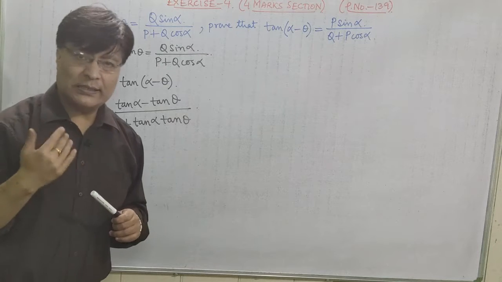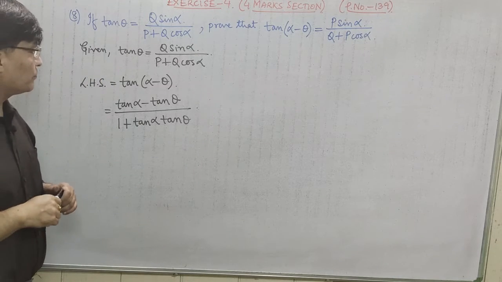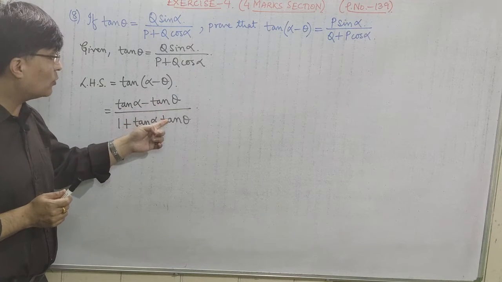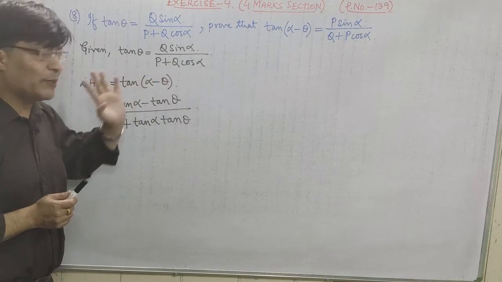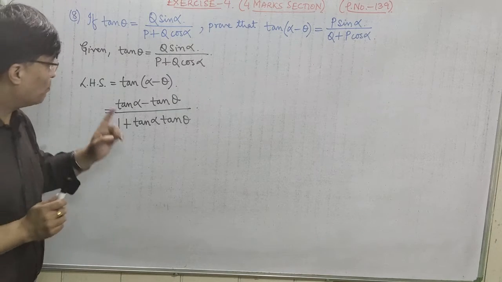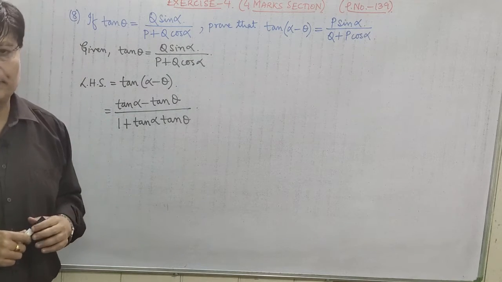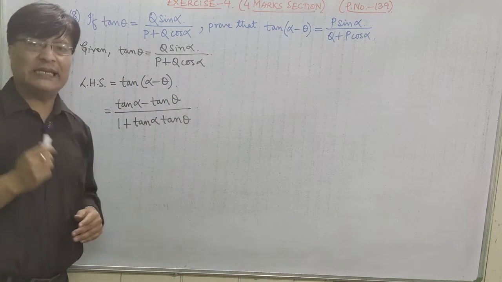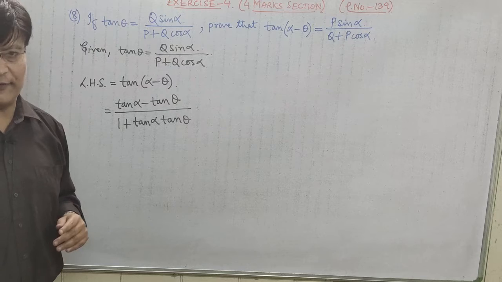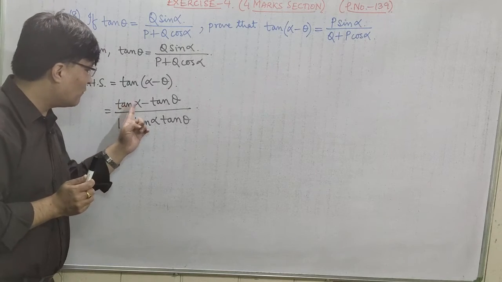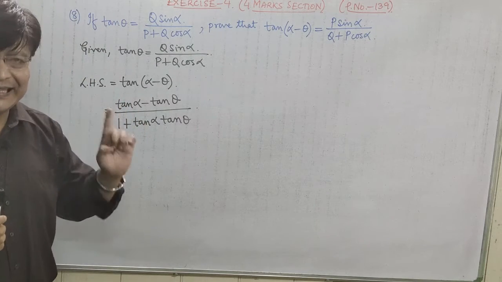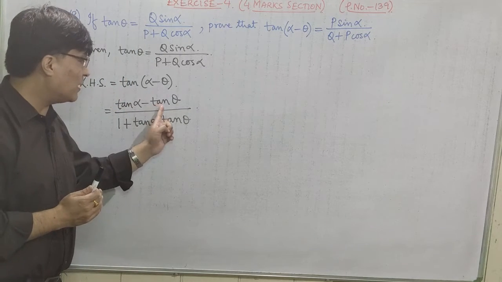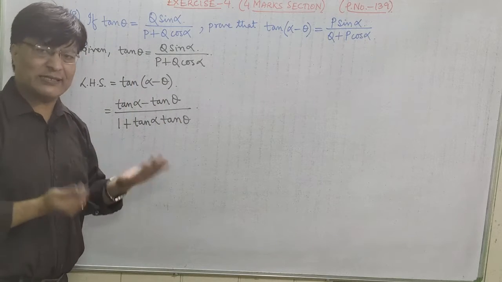So now in the next step, what will you do? You can put the value for tan theta from the given. That is, tan theta is equal to what? It is q sine alpha divided by p plus q cos alpha. But what will you do with this tan alpha? This tan alpha can be written in terms of sine alpha by cos alpha. So let us write sine alpha by cos alpha instead of tan alpha, and let us put the value for tan theta from the given and simplify it.